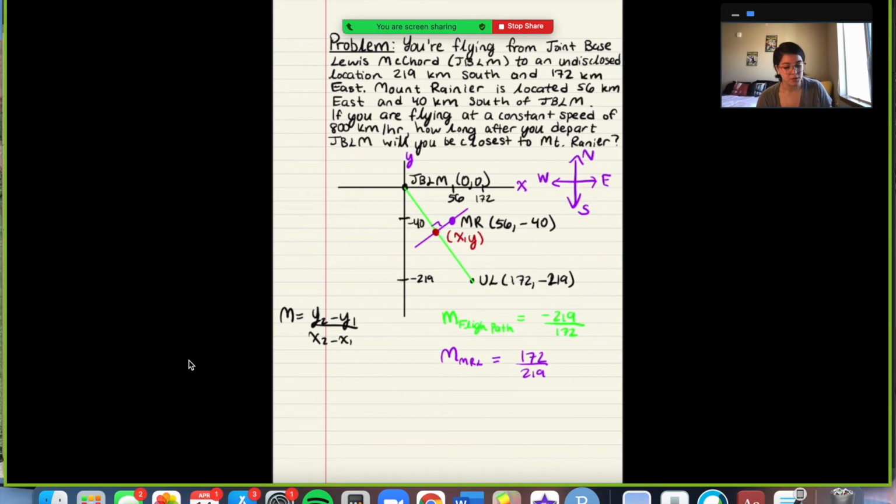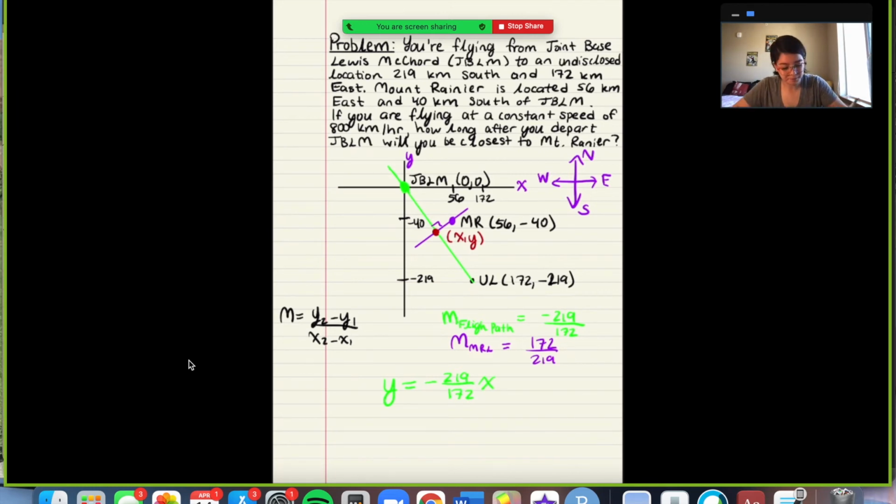Perfect. So now what we have to do is figure out the actual equations of those lines. So we'll start with the flight path. Notice that the flight path actually crosses the y-axis at 0. And that's because we said we're going to make our origin the base. So our y-intercept is actually 0. So the equation of our line is going to be negative 219, which is our slope, x, plus 0 is our b, so I just won't write the plus 0. So that is the equation for that line.